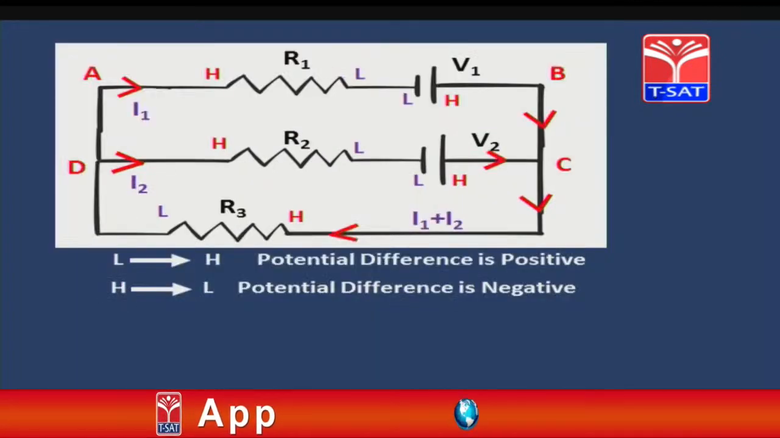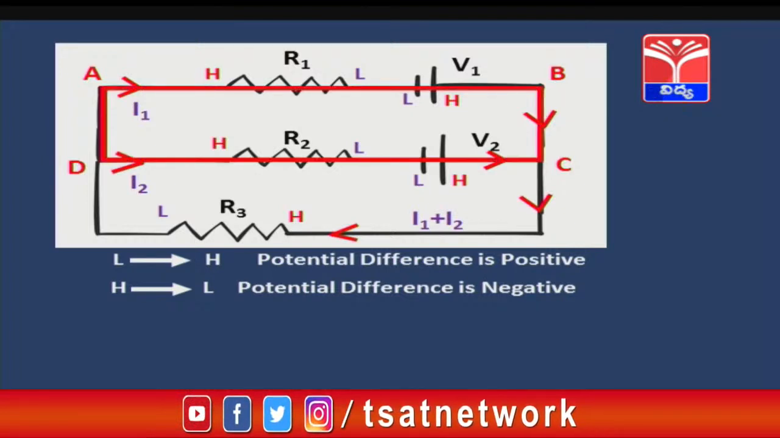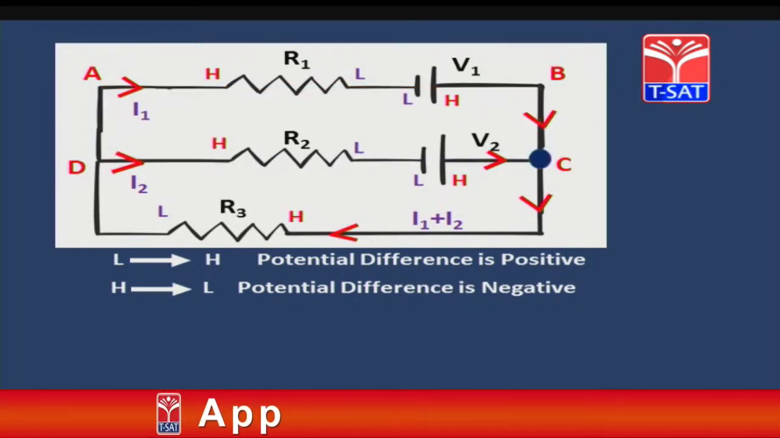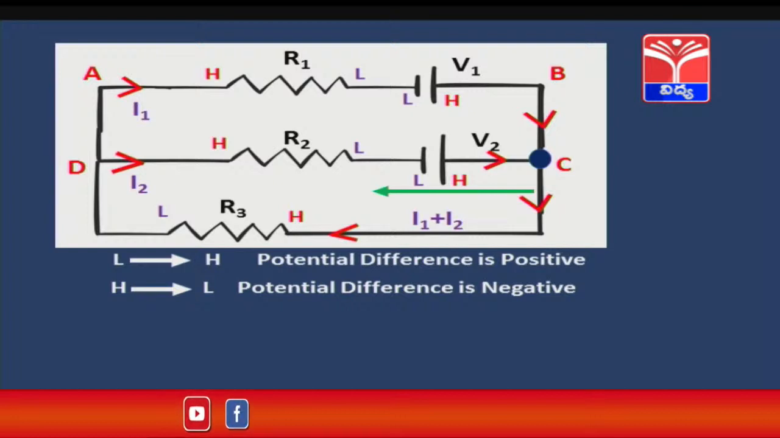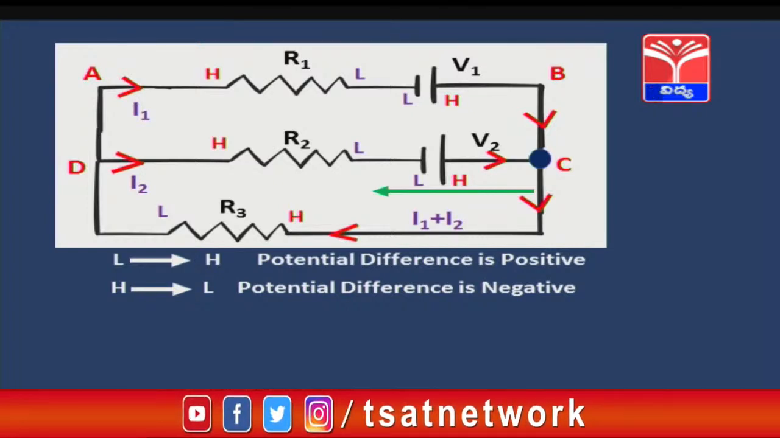To write the equation, we have to select any loop and remember the sign convention. Low potential to high potential is positive, high potential to low potential is negative. So, let us select a loop A, B, C, D and we start from the point C. We move towards D. As we move towards D, we come across the battery V2 and we move from high potential to low potential. So, high to low is negative.